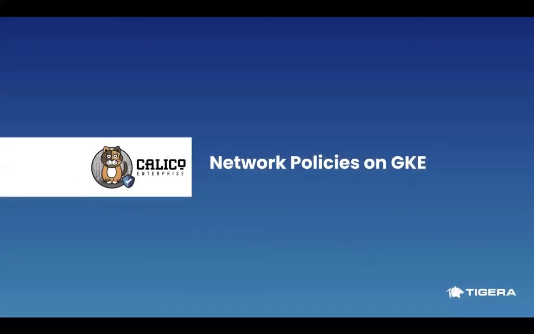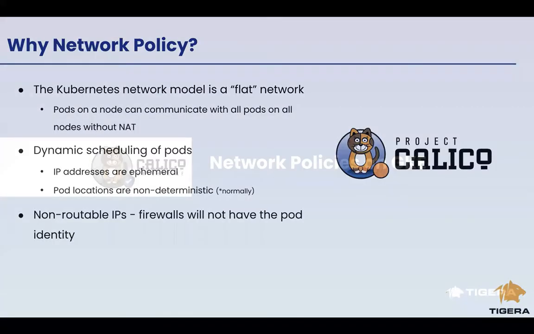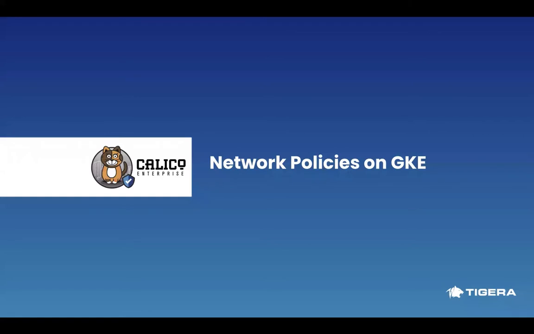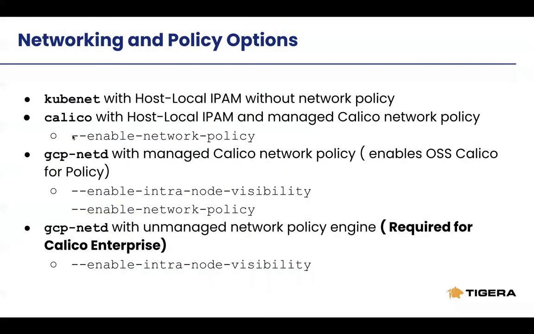Let's talk about network policies on GKE. As I said, out of the box, you have two options if you want to use network policies, and we'll describe network policies and their value in a bit. One is using open source Calico out of the box, which is enabled for you once you use the enable network policy command when you launch GKE, or when you launch it from the console.